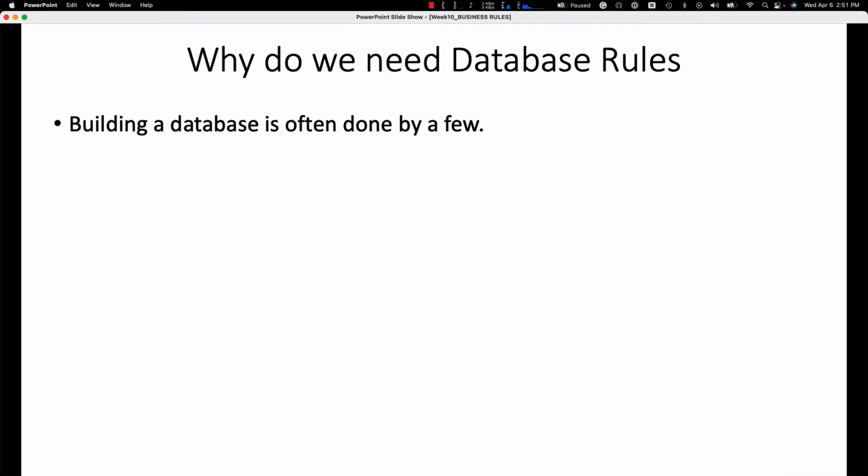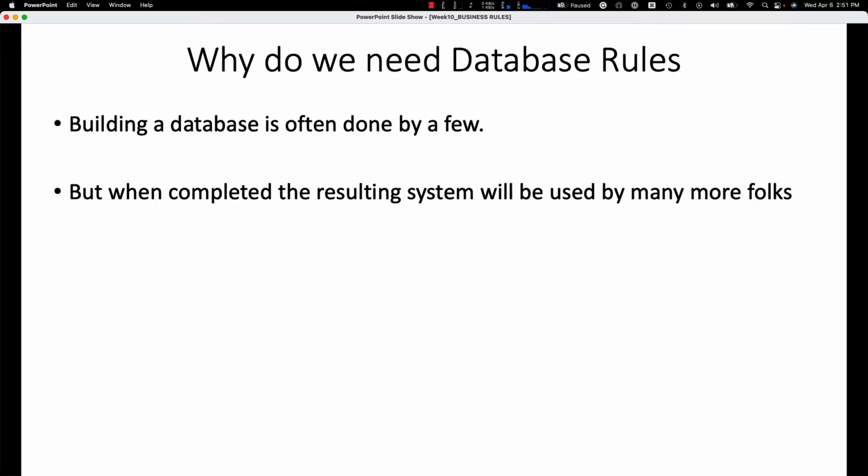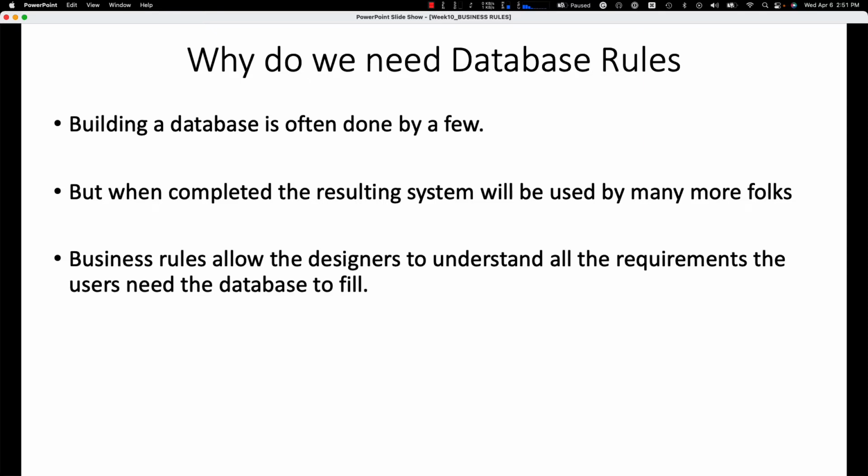Okay, so why do we need database rules? Well, building a database is often done by a few, but the resulting system is going to be used by many. And so if you just go off in a room by yourself, you won't have the benefit of all the experience that's in all the users. Business rules allow designers to understand all the requirements that users need the database to fill. It really is two-way communication.